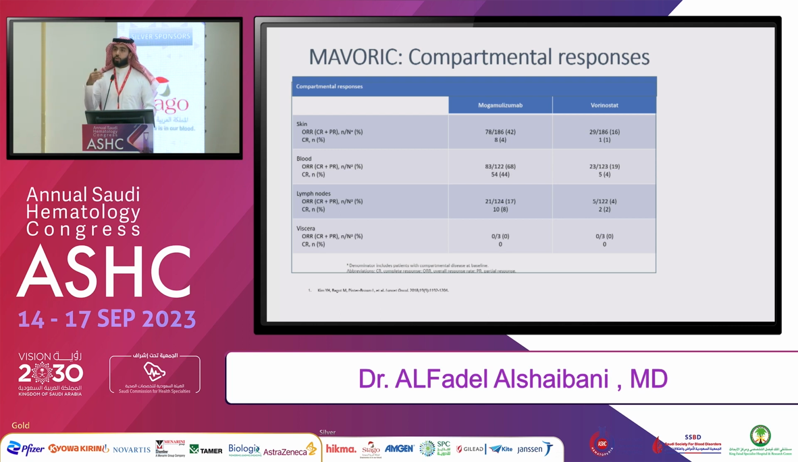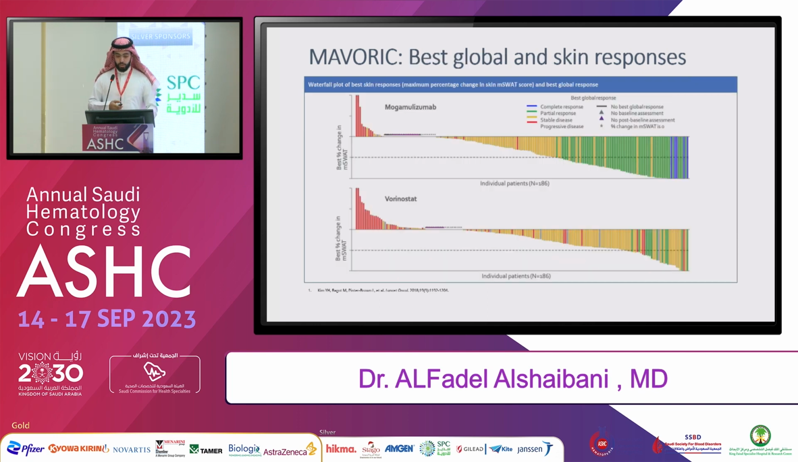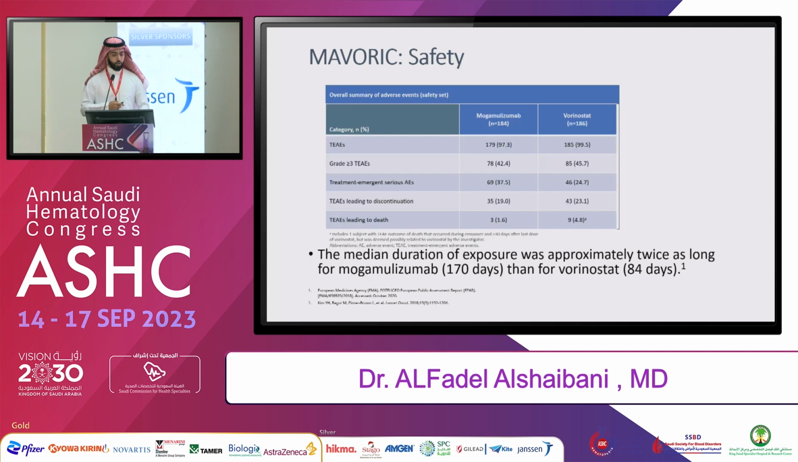Patients with Sézary syndrome who have a high number of Sézary cells in peripheral blood have a higher response to mogamulizumab in comparison to any other agent. This is a waterfall plot for the best skin responses. As you can see here, it's highest with mogamulizumab.